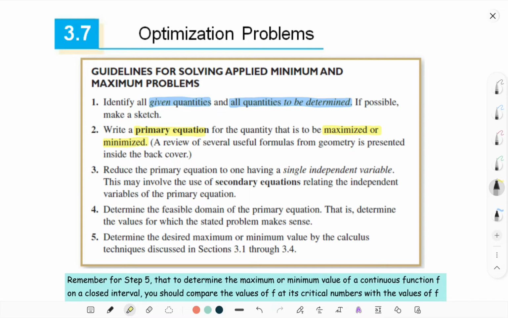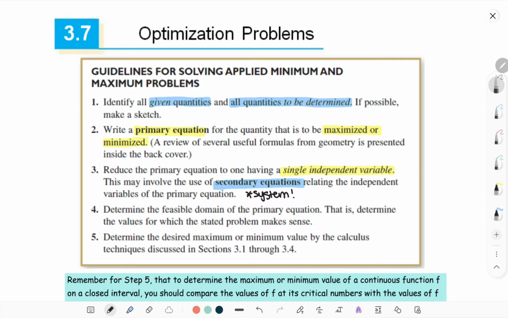You're going to reduce the primary equation to having one single independent variable. Again, you're going to basically use your secondary equation. And so that's what they gave us with perimeter, right? Sometimes it's just a value, sometimes it's an equation relating those independent variables. Making a system of equations. Ooh, wrong pen. System of equations.